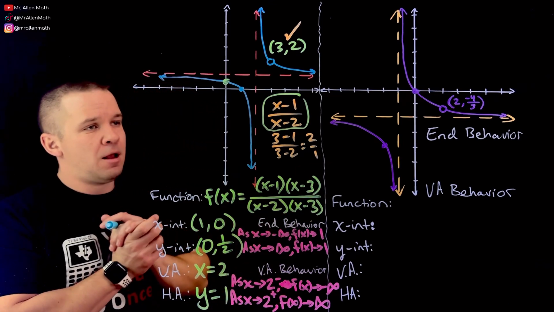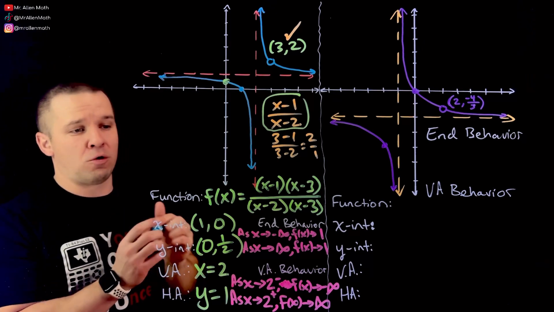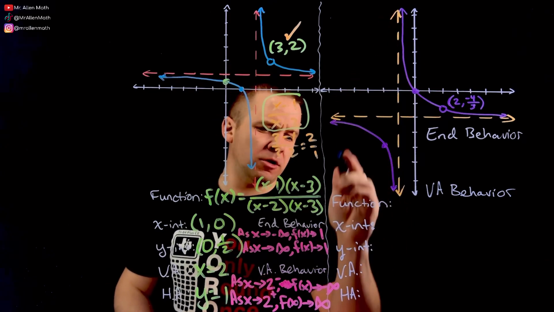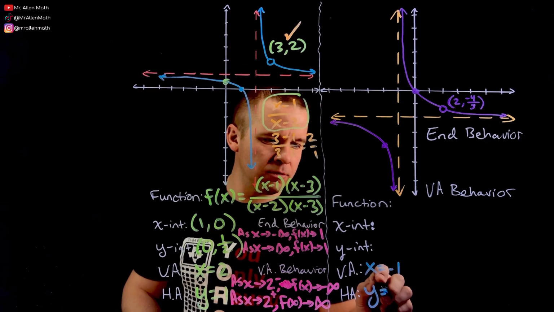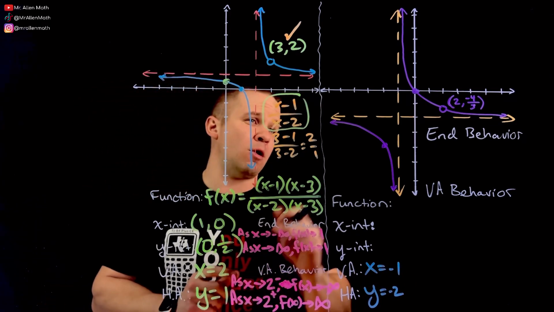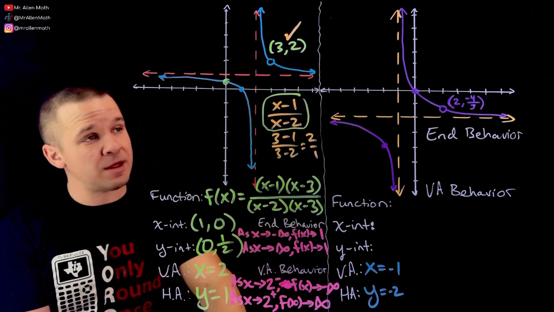All right, next one over here. Let's see. Same kind of deal, but we have a negative 2 for our horizontal asymptote. That's different than this one. Negative 1 for my vertical. Let's just write those down. So x equals negative 1, y equals negative 2. Okay. Let's see here. We got a hole at 2 comma negative 4/3. Interesting. We'll see how that all works out.